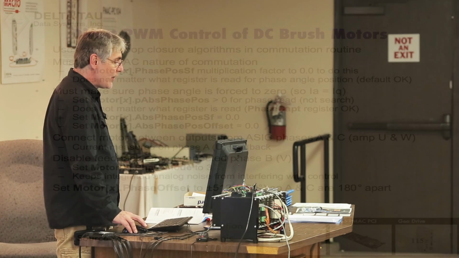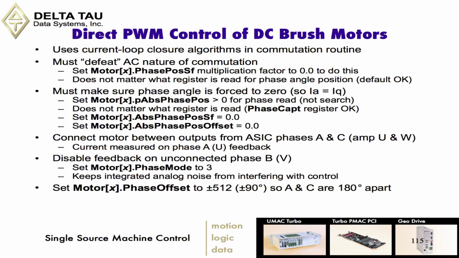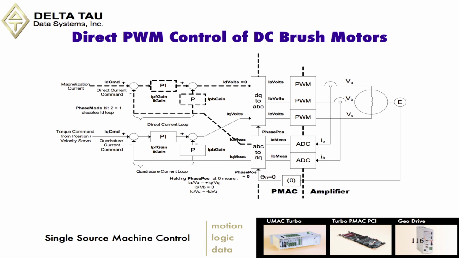There's a technique that we can use to do direct PWM control of a DC brush motor. Basically what we do is we set the phase position scale factor to 0, and that way we get an infinitely moving output in either direction.